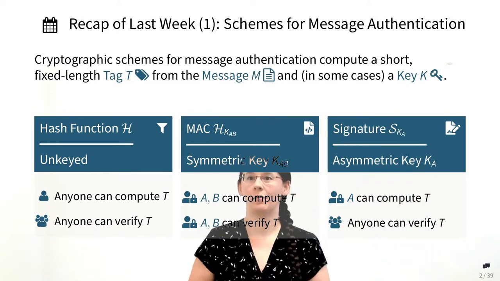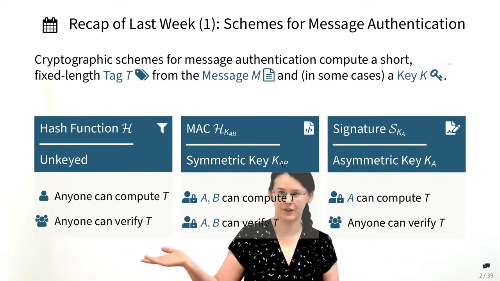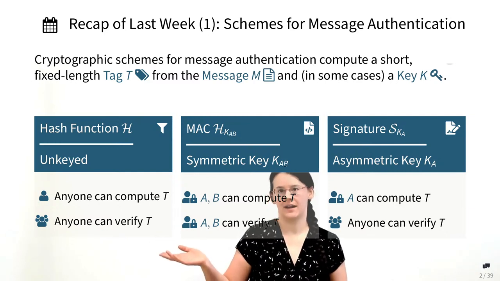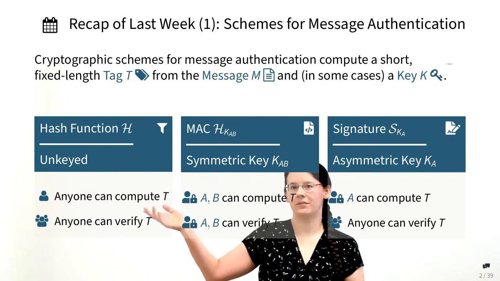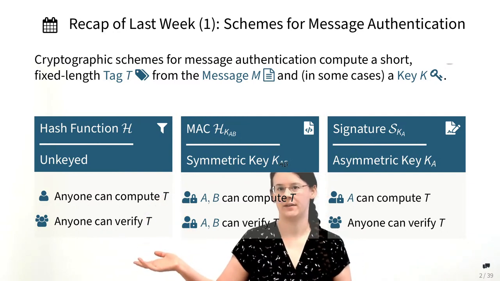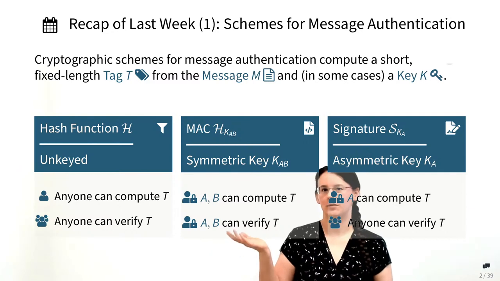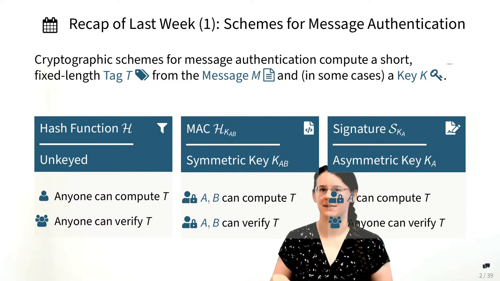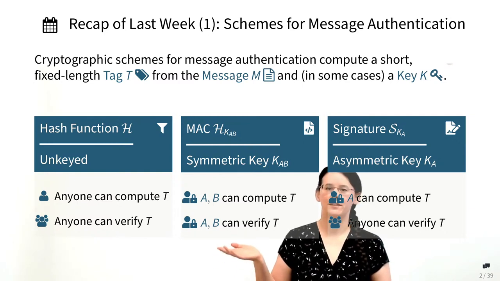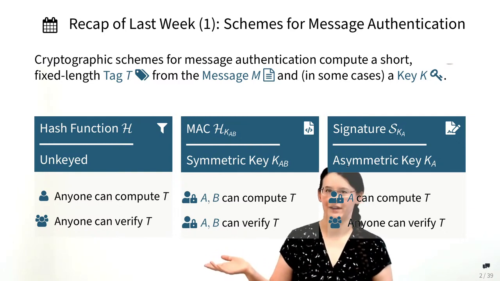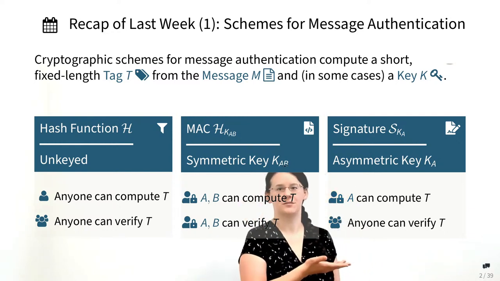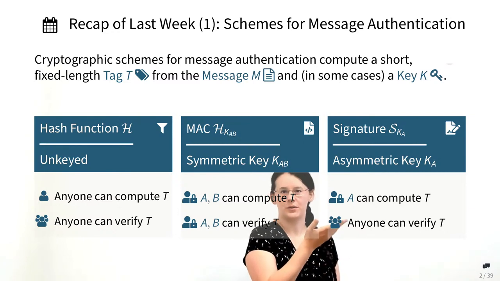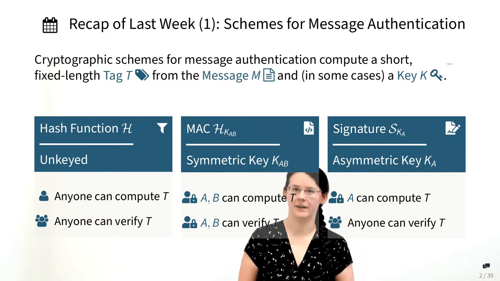Okay, so we had a look at first hash functions, which are a type of authentication scheme which works without keys. Which means that anybody can compute the verification tag and anybody can verify. We also had a look at some schemes with a symmetric key, which are then called message authentication codes, where only the owners of the key can compute and verify. What we didn't yet have a look at, because it's for next week, is signatures, where only one person can compute the tag, but anyone can verify.